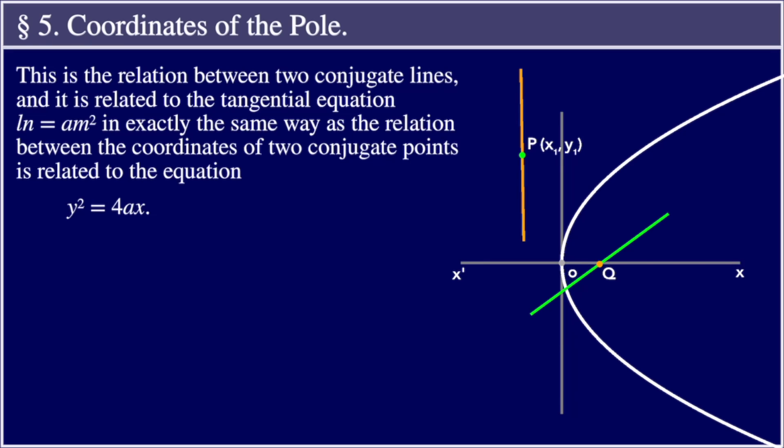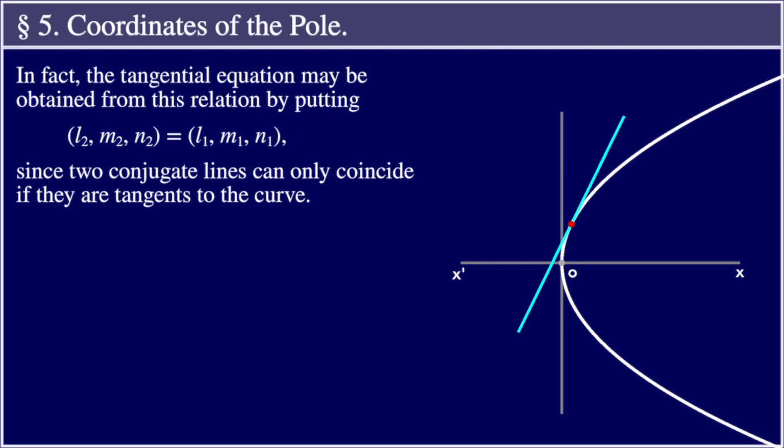This is the relation between two conjugate lines, and it is related to the tangential equation Ln = aM² in exactly the same way as the relation between the coordinates of two conjugate points is related to the equation y² = 4ax. In fact, the tangential equation may be obtained from this relation by putting L₂, M₂, N₂ equal to L₁, M₁, N₁, since two conjugate lines can only coincide if they are tangents to the curve.